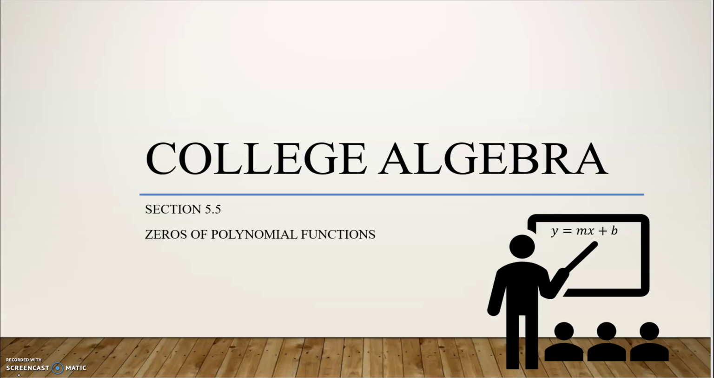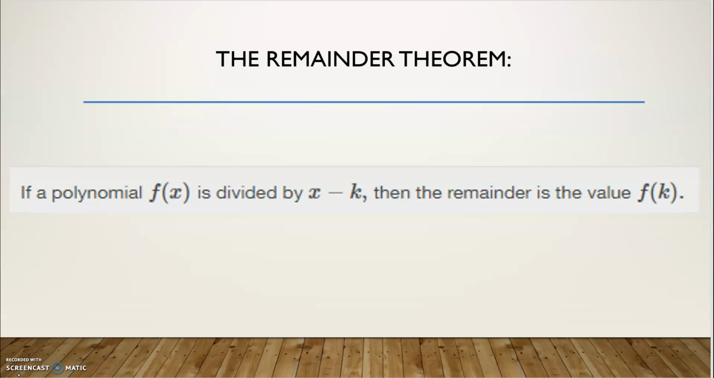All right, this is section 5.5. We're talking about zeros of polynomial functions. So first thing we need to talk about is the remainder theorem.